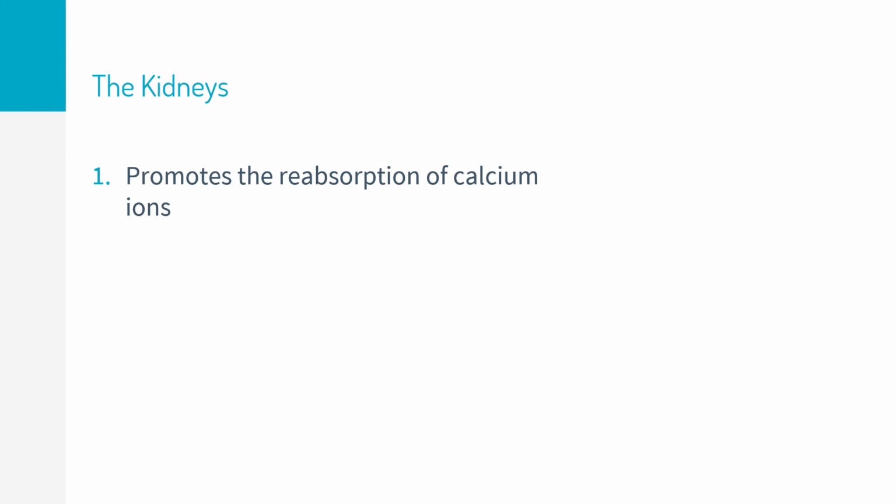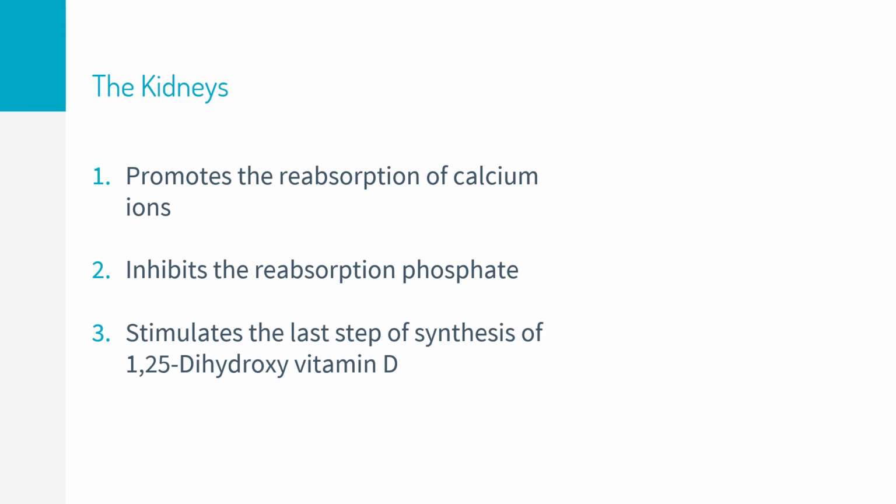parathyroid hormone promotes the reabsorption of calcium ions, it inhibits the reabsorption of phosphate, and it stimulates the last step of the synthesis of the vitamin D, or the active vitamin D. And we'll be talking about each of these separately. Okay, let's start with the calcium reabsorption promotion.